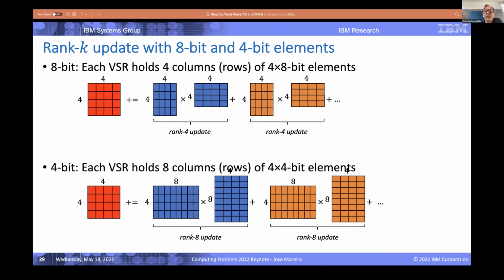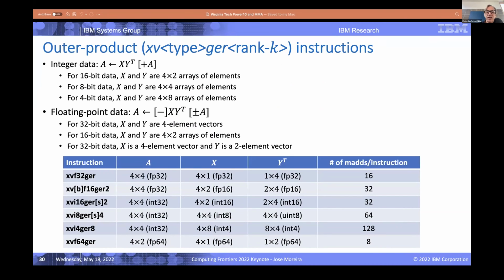In the case of double precision float, you can actually only do half of a full rank update, because you can only hold 2 double precision floating point elements in a 128-bit register. So in that case, we need to engage two of our matrix units to do a full rank update, and you'll see a detailed example of how that works.